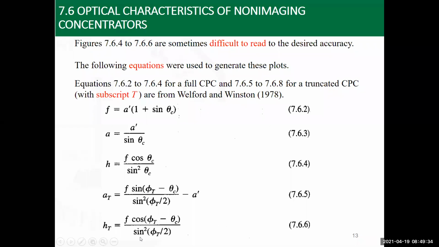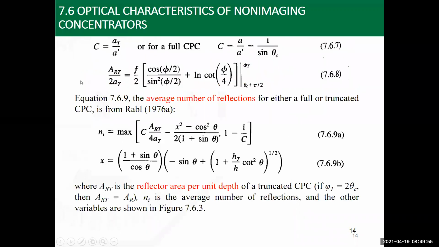What if we are talking about a truncated collector? Then you can definitely obtain the other values. What will be the value of AT, and what would be AT basically is the aperture area of the truncated collector. The value of HT, what is the H of the truncated collector, and accordingly N, which is the number of reflections. So this is basically what you would do for solving a problem like this.